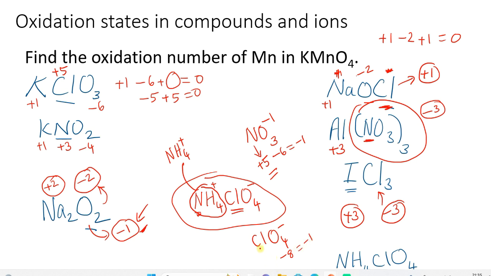So the number for chlorine would obviously be +7, right? So +7, +7 -8, that gives you -1. So the oxidation state of chlorine in this compound here is +7.